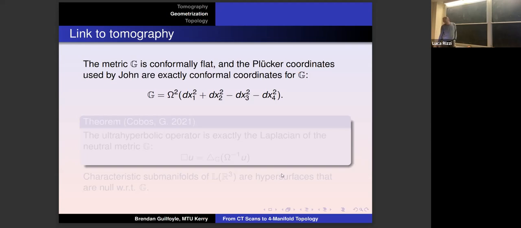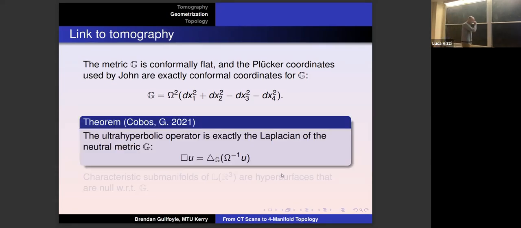Now, funnily enough, what we can say is that this flat ultra-hyperbolic operator comes about because it's conformally flat, and you can in fact just pull this conformal factor in here, and you have the Laplacian of an indefinite metric, right? So this compatibility condition that we started out discussing is in fact the Laplacian of a natural neutral metric. Called neutral, meaning its signature is plus, plus, minus, minus.